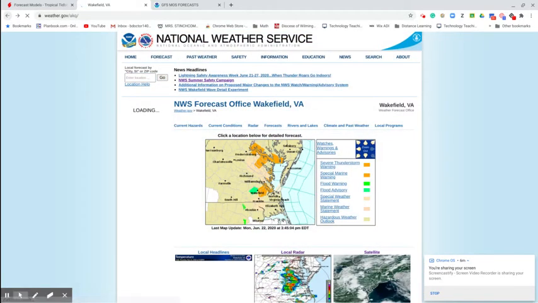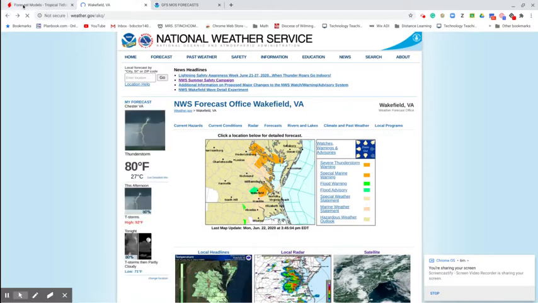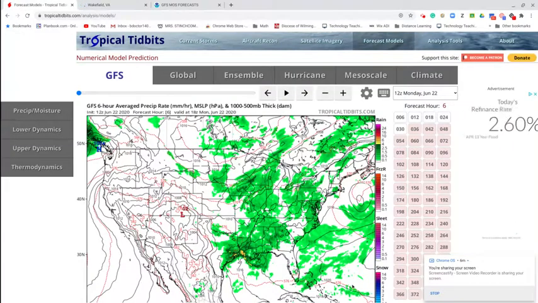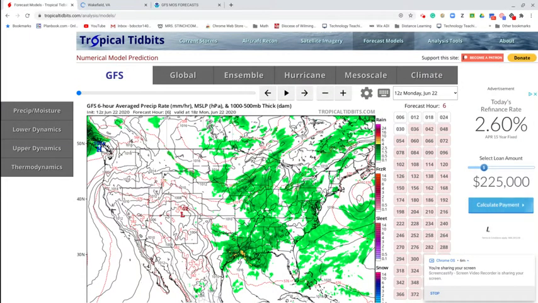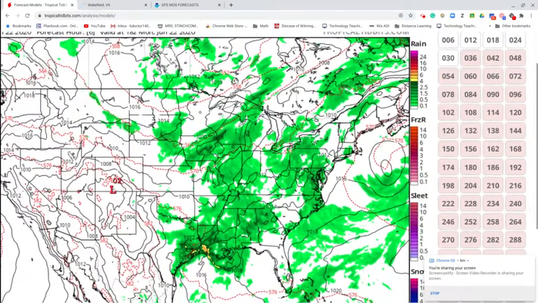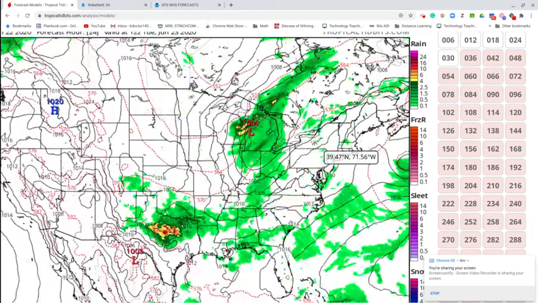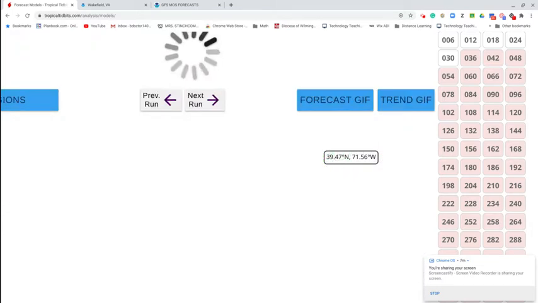Okay, so that's pretty much the basics, and then we start going to the models. So I go to the models and I flip through the time warp.